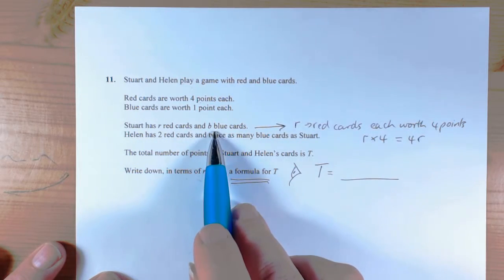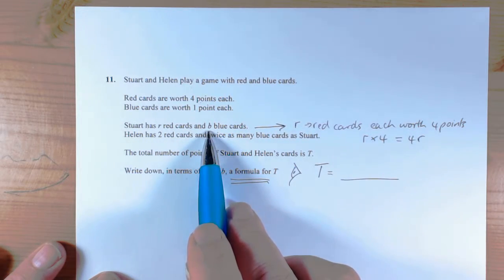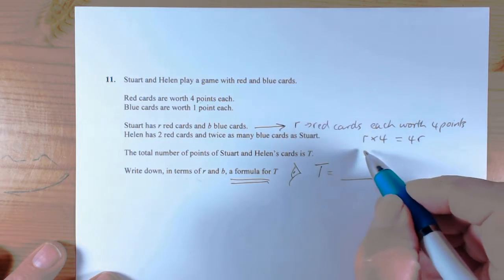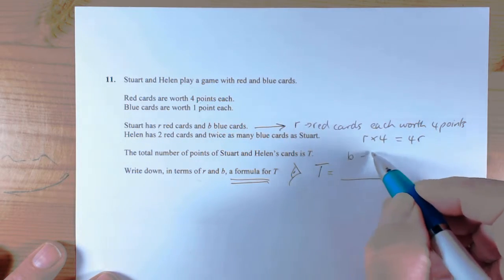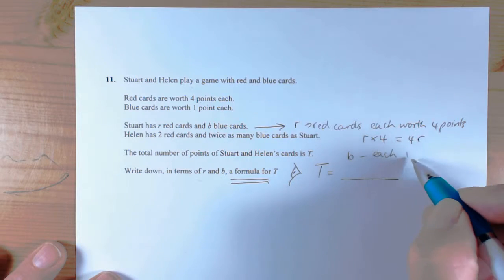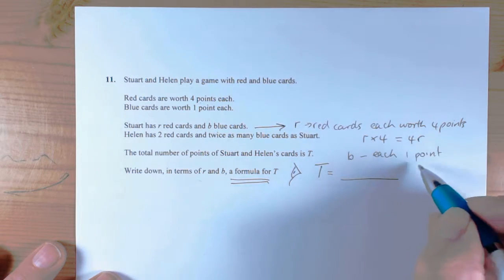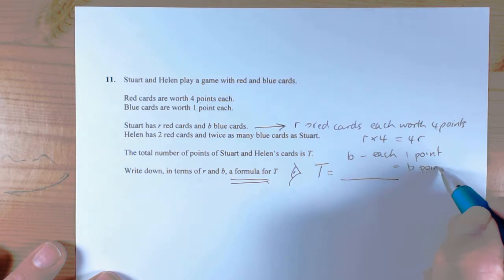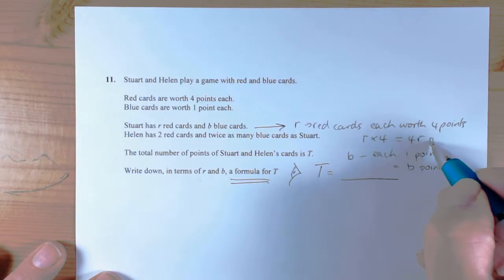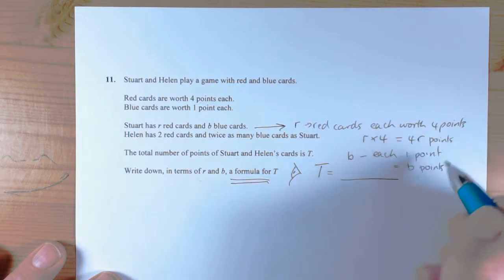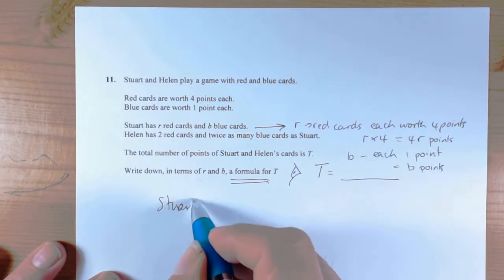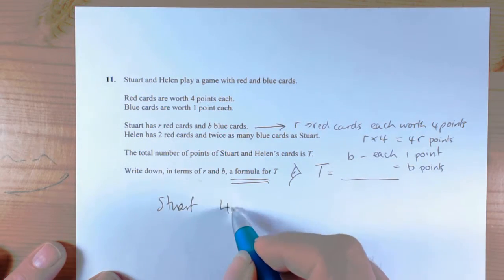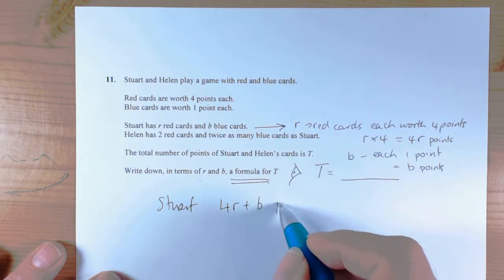He also has some blue cards, so each of those are worth 1 point. So the blue cards, each 1 point. So that equals B points. And the red cards gave 4R points. So for Stuart then, he's got 4R plus B points.